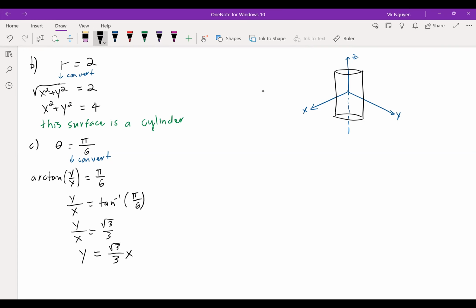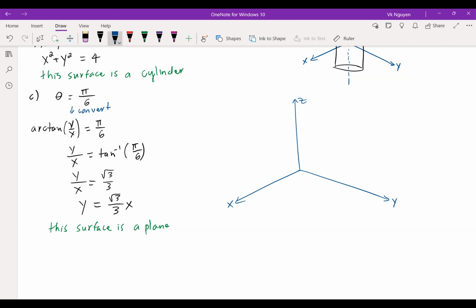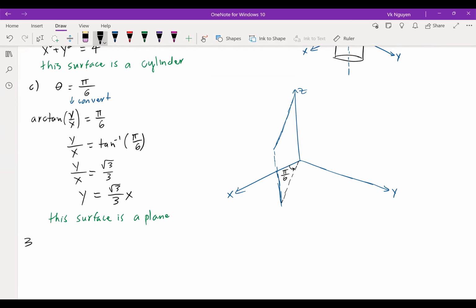Well, if you see something like this, it has to be a plane. Yeah, it's this plane right here. So, triple integral in cylindrical coordinates.